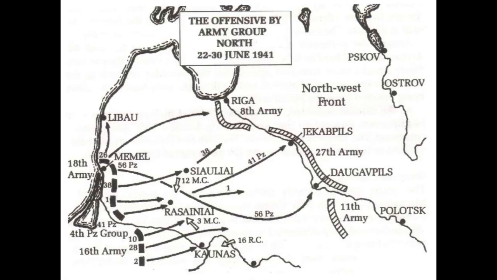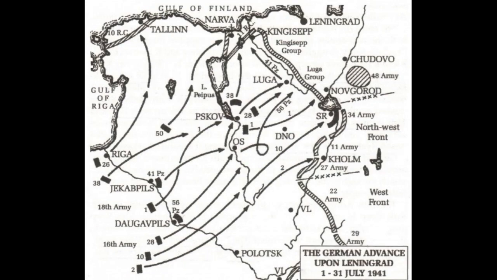Army Group North under Field Marshal Wilhelm Ritter von Leeb plunged towards Leningrad with General Erich Hoepner's Panzer Group 4 in the lead. Russian forces in this sector were thinly spread and the panzers covered 500 miles, 804 kilometers, in 3 weeks. By mid-July, they were only 60 miles, 96 kilometers, from their objective. Army Group Center under Field Marshal Fedor von Bock also made rapid progress.